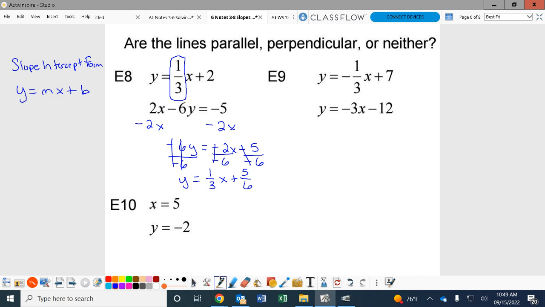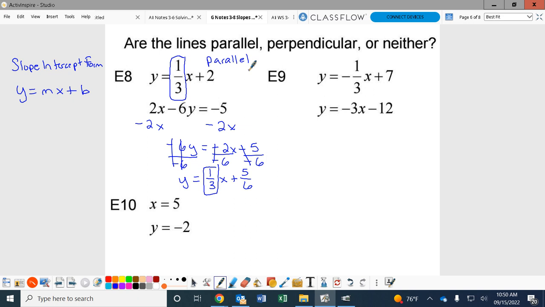Okay, here we go. We've got this one 1/3, this one 1/3. What kind of lines are they? Parallel. They're exactly the same slope, so they are parallel.